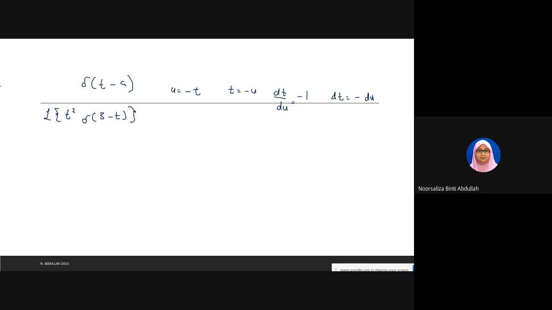Okay, same as what we did earlier. Where is my mouse? So, the Laplace is the same as the Laplace where t is replaced with negative u. So you will have negative u square delta u plus 3. Then we evaluate it. So it is the same as you start from 0 to negative infinity, negative because here it is negative.